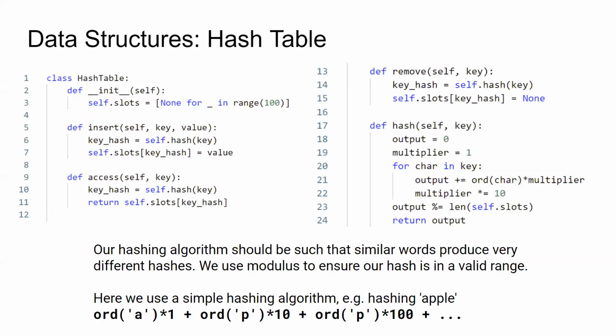This is my poor attempt at a hash table in Python. But basically, we start out with a list of a bunch of Nones, 100 Nones. And then we use our hashing algorithm. Say we want to insert a key value pair. We basically run the key through our hashing algorithm, and then we use that hash as the index into our list, and then we assign a value at that index.